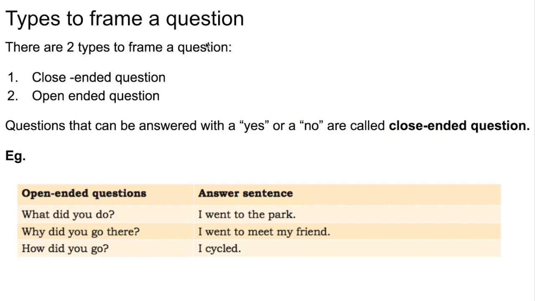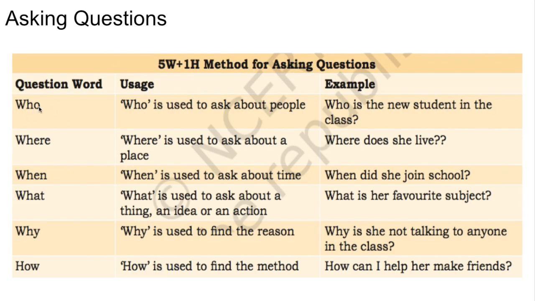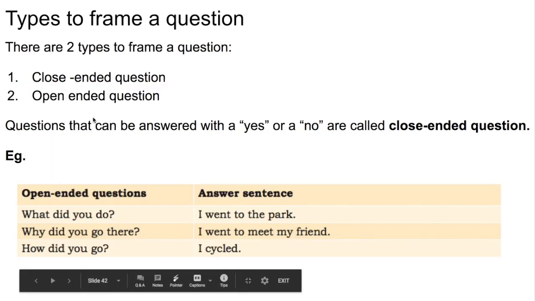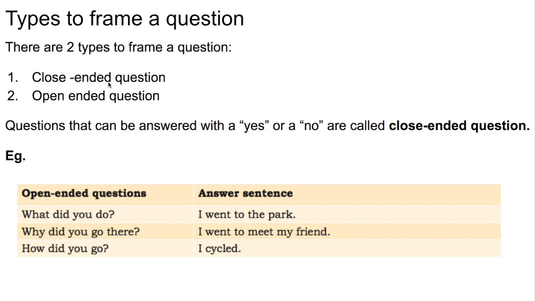Next is types to frame a question. These are the words which we use to frame a question, and there are two ways in which we can frame a question: close-ended question and open-ended question. Now you should know the meaning of close-ended question and open-ended question. Questions that can be answered with a yes or no are called close-ended questions. When you have a question and its answer would be in the form of yes or no, that kind of question is called a close-ended question.